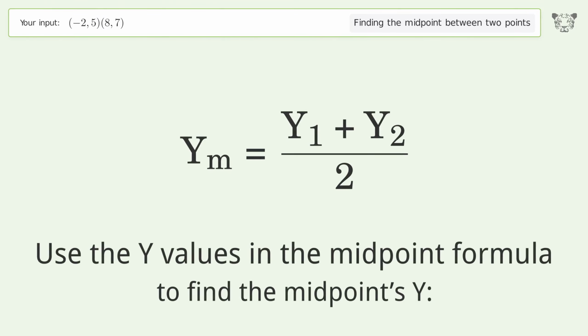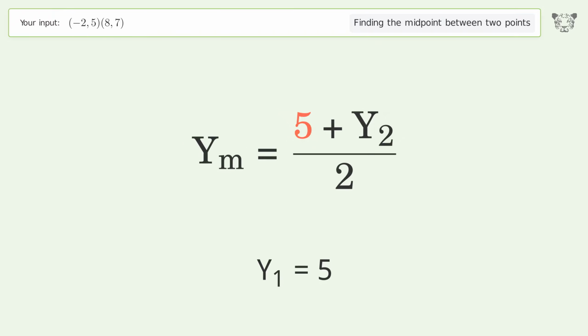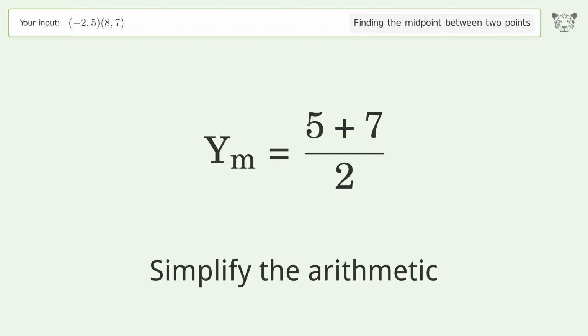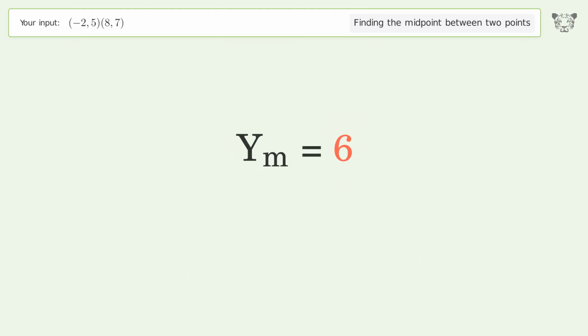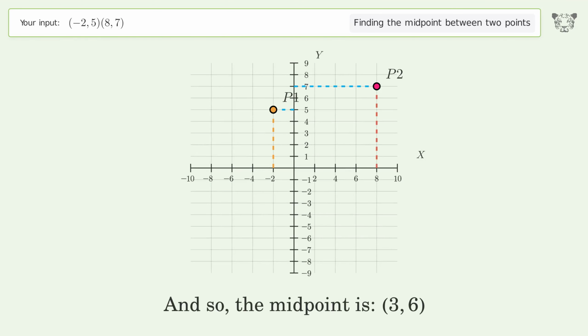Use the y values in the midpoint formula to find the midpoint's y. y1 equals 5. y2 equals 7. Simplify the arithmetic. And so, the midpoint is 3, 6.